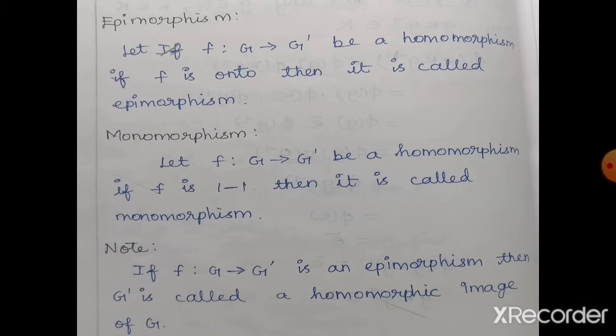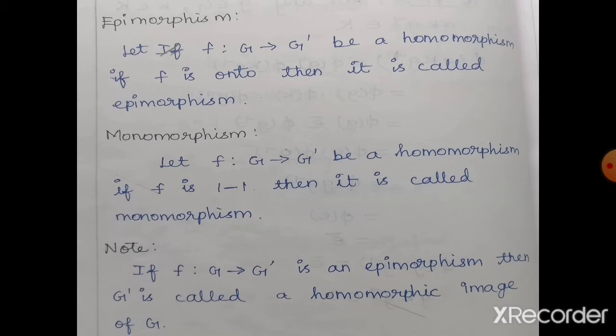The next thing is monomorphism. Let f from G to G dash be a homomorphism. If f is 1 to 1 then it is called a monomorphism. So here the mapping is a homomorphism and 1 to 1, which means we can say it is a monomorphism.